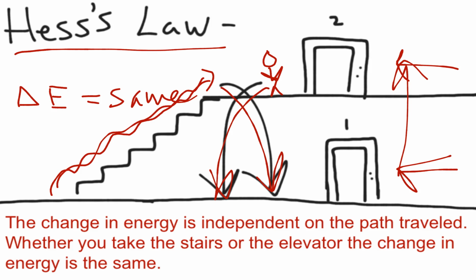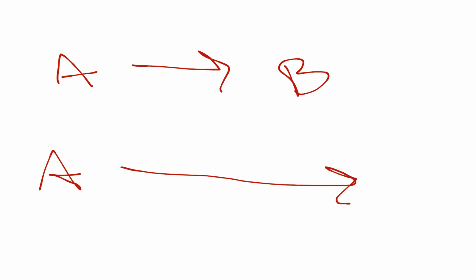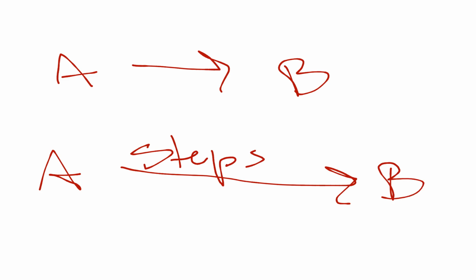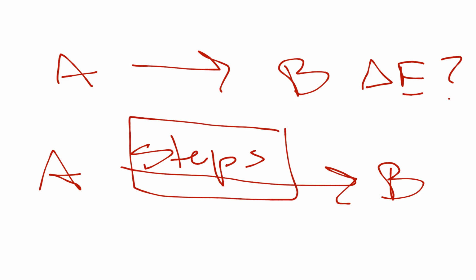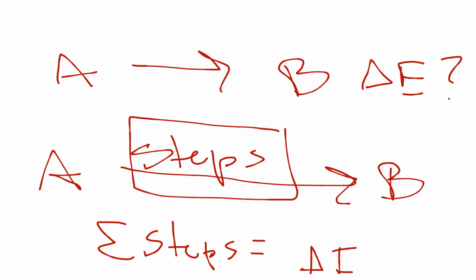So the way that we apply this to reactions is that sometimes a reaction doesn't just go A to B. It has A with some steps that go to B. If we don't know the change in energy here, but we do know the change of energy of each step, we just find the sum of the steps, and that'll equal my change in energy. That's Hess's Law.